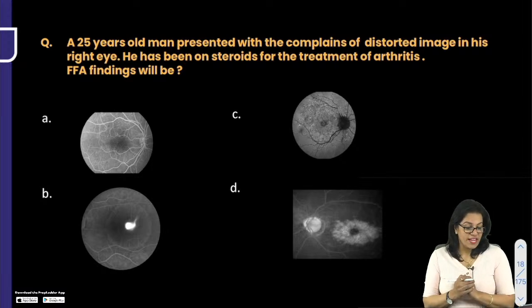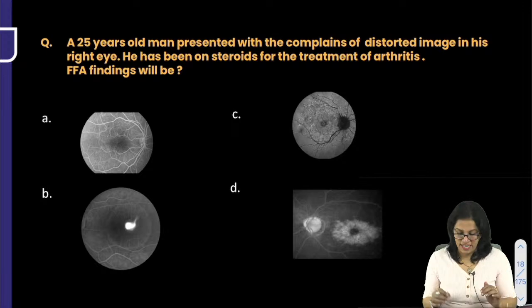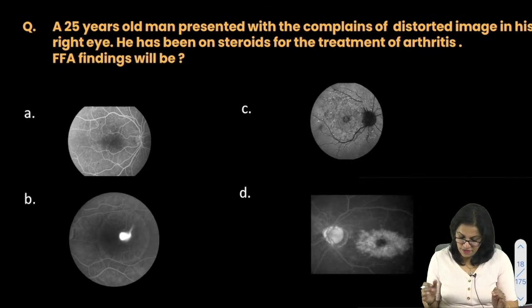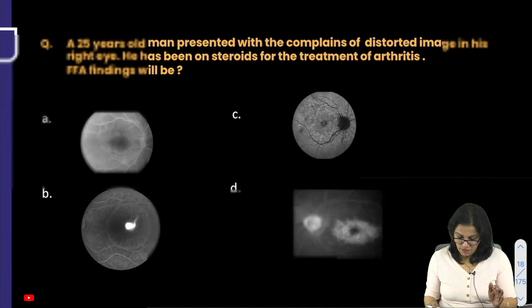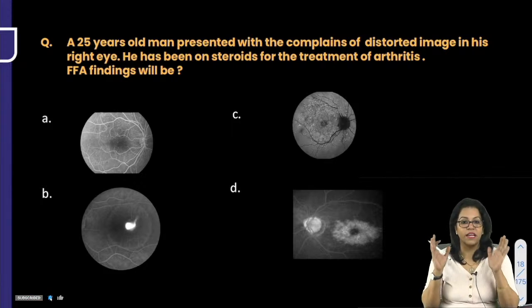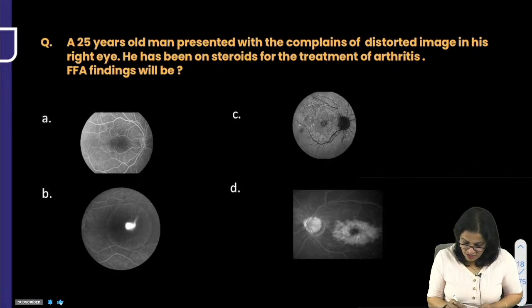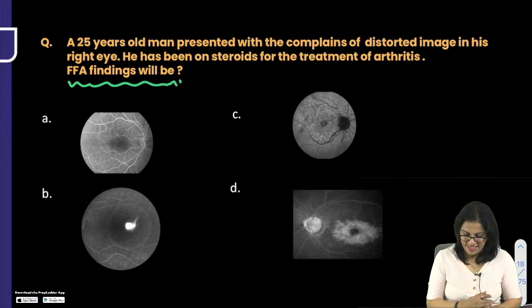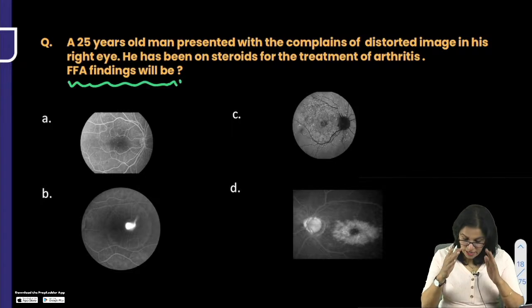Yeah, so I'll wait for the answer. Until then, meantime, we will go to the next question. So the next question says a 25 years old man. Quickly I can see that there are all angiographies. I have to pick up one, so I should know the diagnosis, correct? This is what it is saying. FFA findings will be, right? My last line. So now I start reading the question.